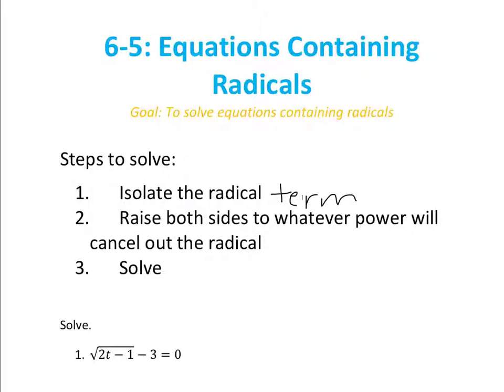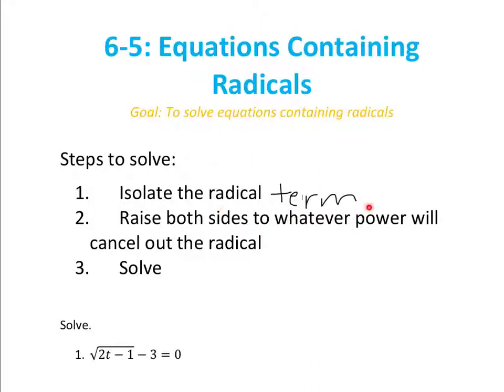You have to isolate the radical term because you've got to get whatever the radical has in it by itself. Once you get that by itself, you can raise both sides of the equation to that power, which will cancel out that radical. And then you solve it.